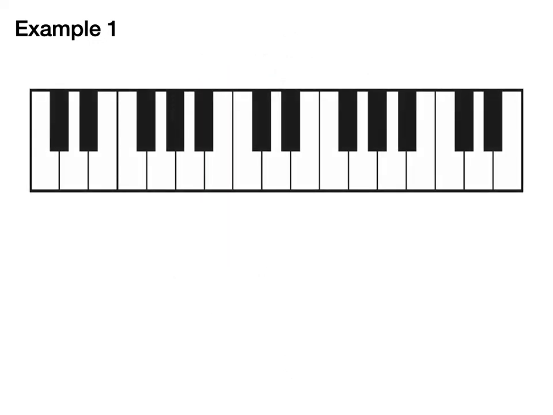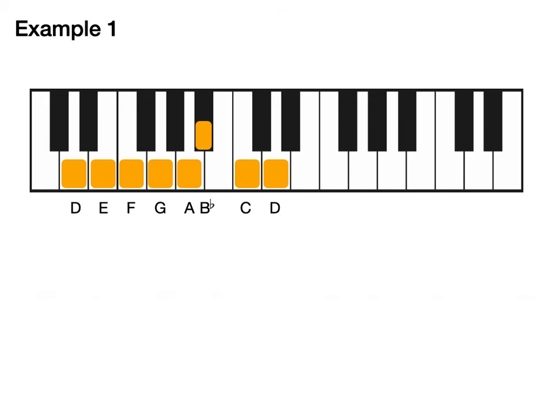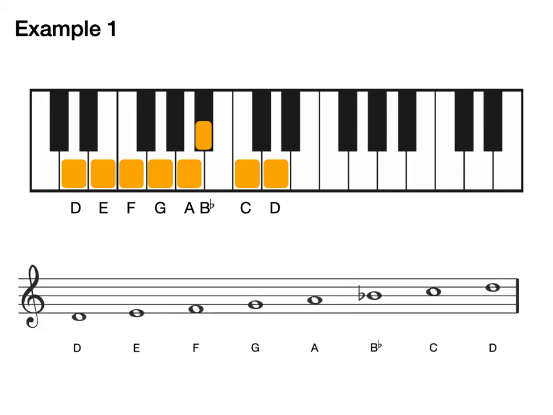So let's write it out on the piano. There we go. This is D natural minor. You can clearly see the pattern: tone, semitone, tone, tone, semitone, tone, tone. And let's write it out on the stave as well. So there we have our D natural minor.